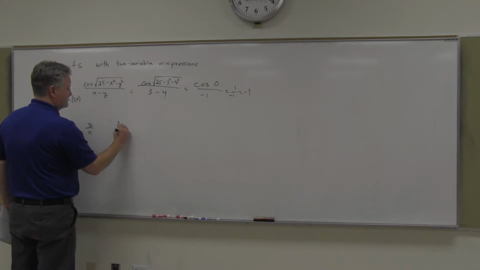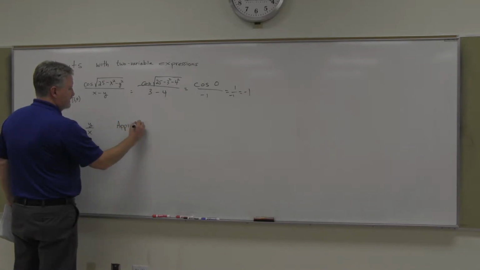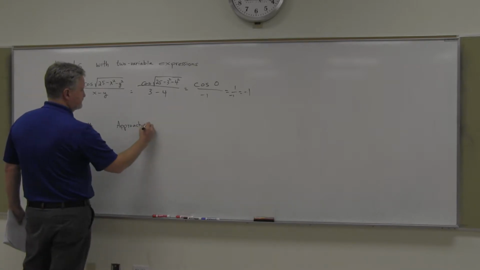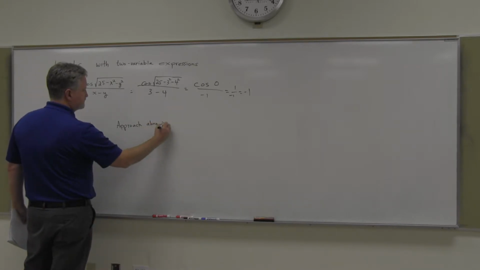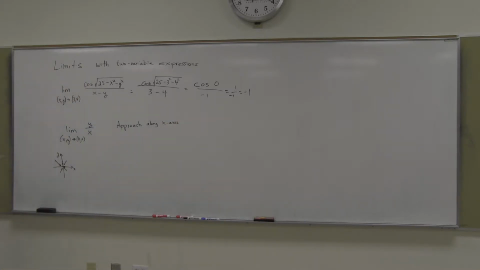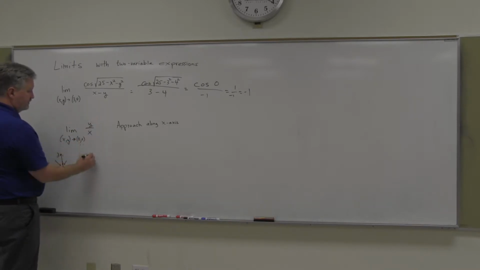So anyway, let's think about this one. All right, so this one is an example. Let's approach it along the x-axis. Which means our f of x, y right here that I'll refer to, is y over x.